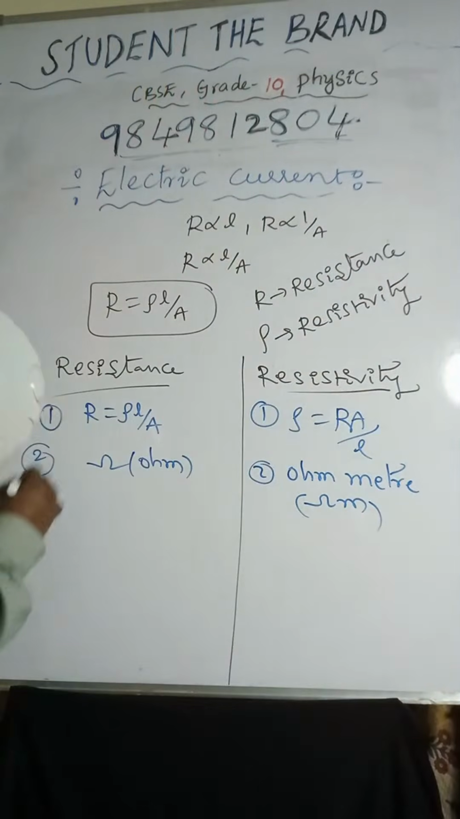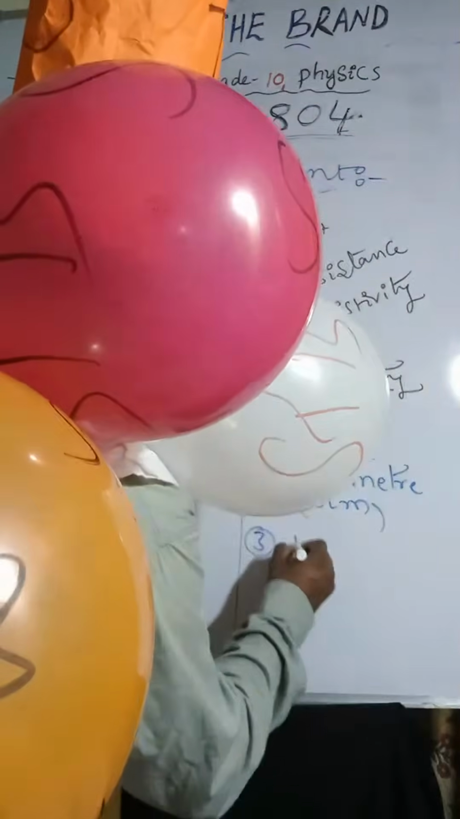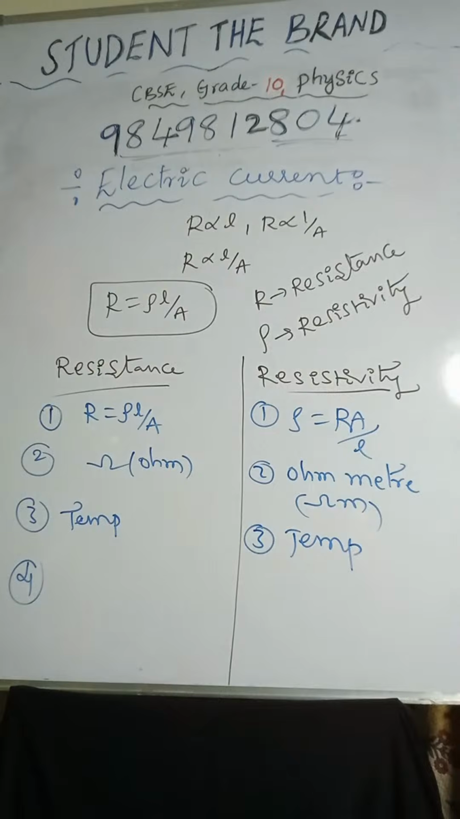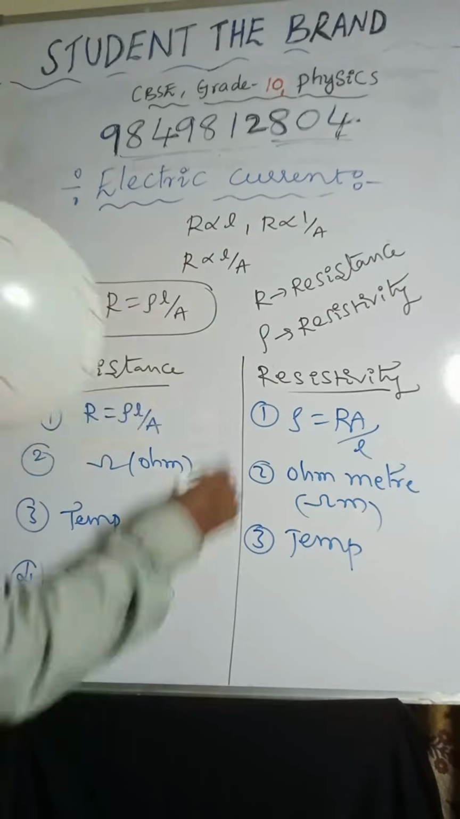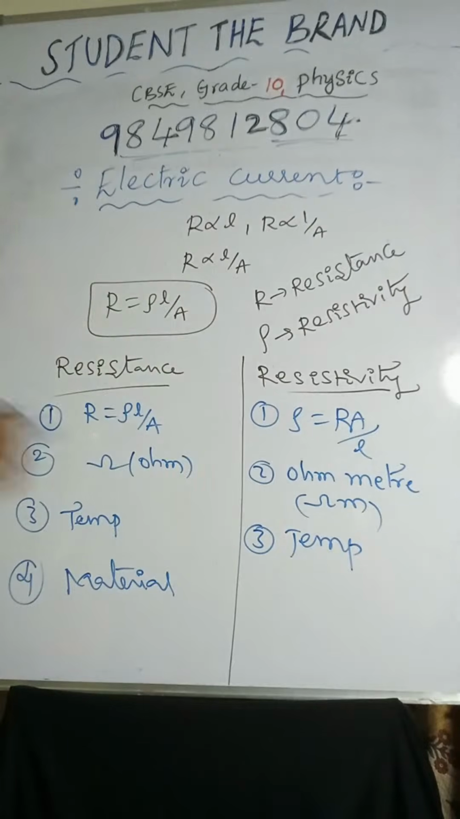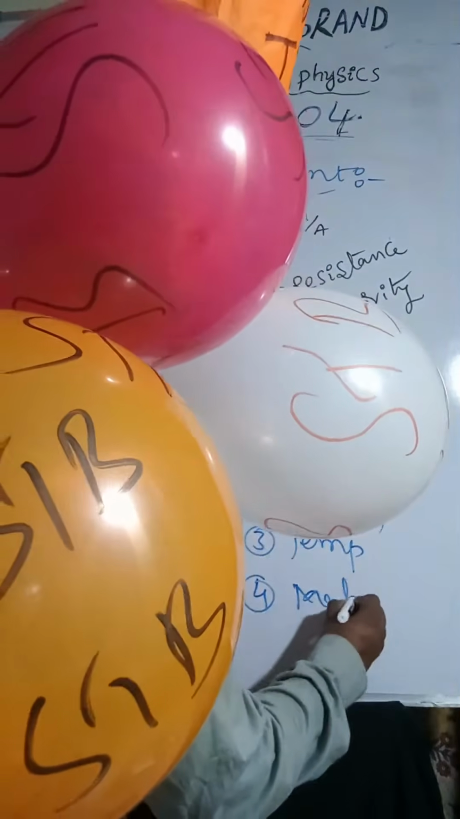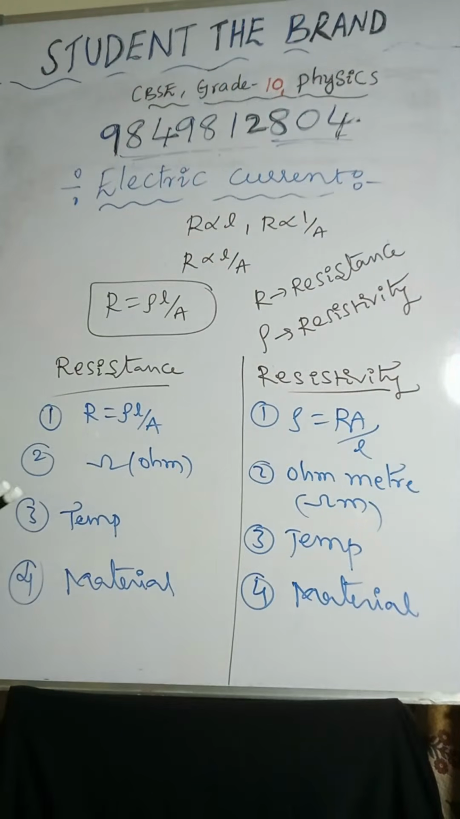Coming to the third one, resistance depends on temperature; resistivity also depends on temperature. And fourth, resistance depends on the metal of the conductor, and resistivity also depends on the metal of the conductor. I hope it is very clear. So this is about the differences between resistance and resistivity.